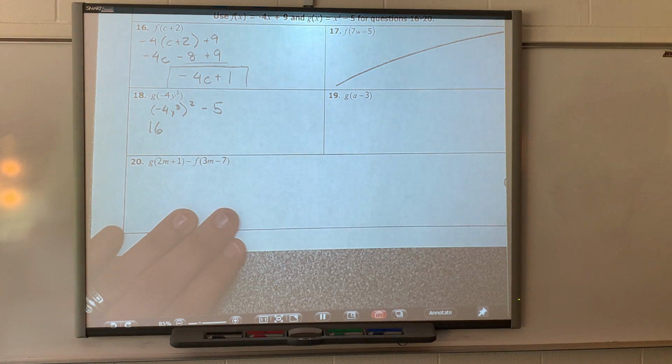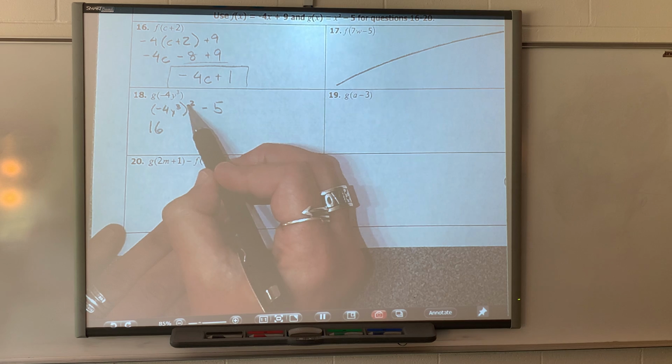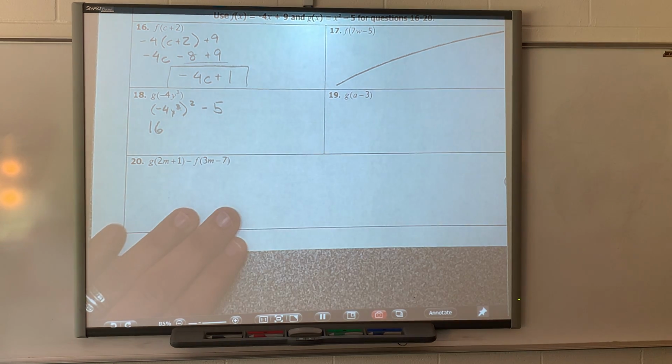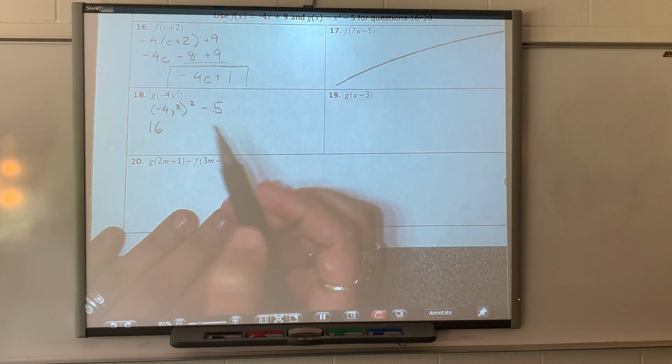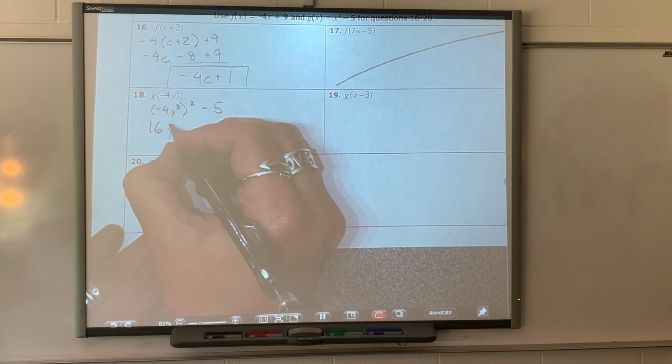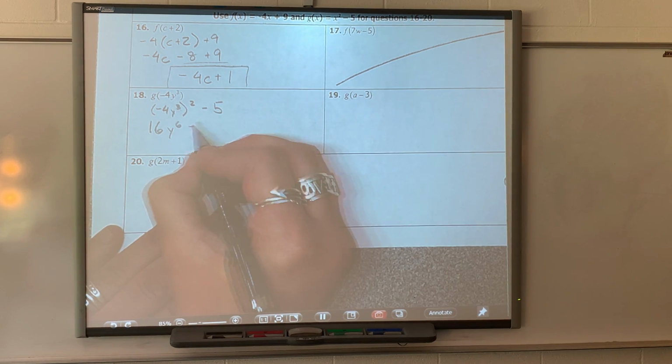Y to the third squared. This is the power rule. The power rule tells me that I would multiply these two values. If it was the regular exponents and you had the bases, you add the exponents. But this is power rule, so power rule tells me to multiply these two. So 3 times 2 gives me y to the 6. I'm done with this, and then minus 5.